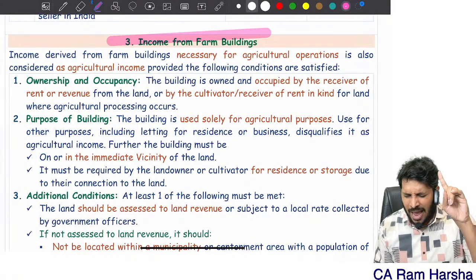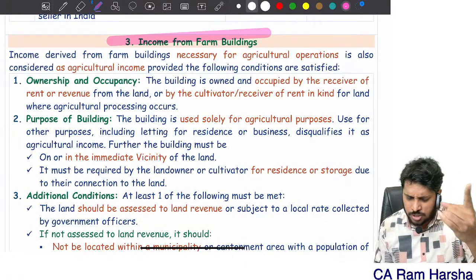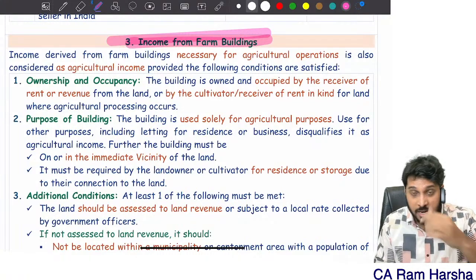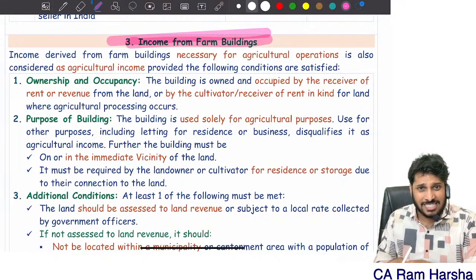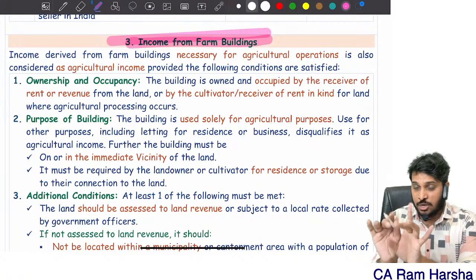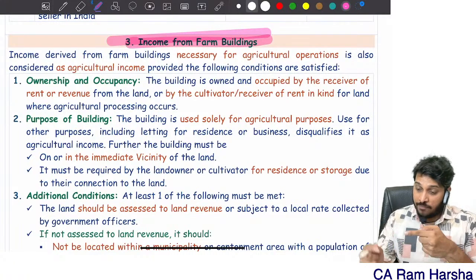Rent is income. Activities related to agriculture, income from them is also agriculture income. Income from farm building: it should be on agriculture land. It must be used for either residence or storing agriculture produce, then only it is called a farm building. Land tax should have been paid.